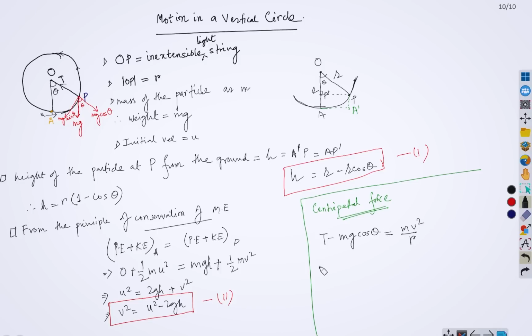Okay, so now this gives us T equals mg cosine theta plus mv square by r. So we obtain the tension force, or you can say the string force T, as this equation. Okay, so let us name this as equation 3.